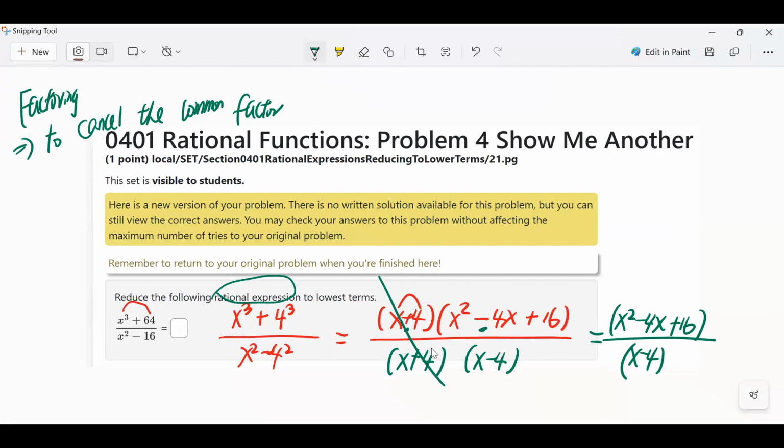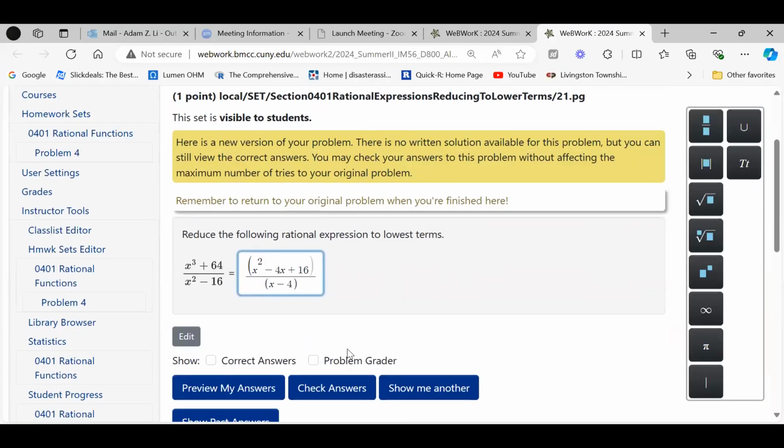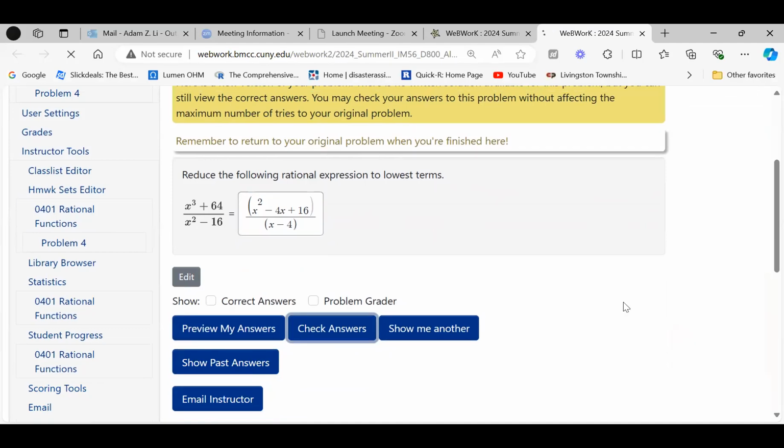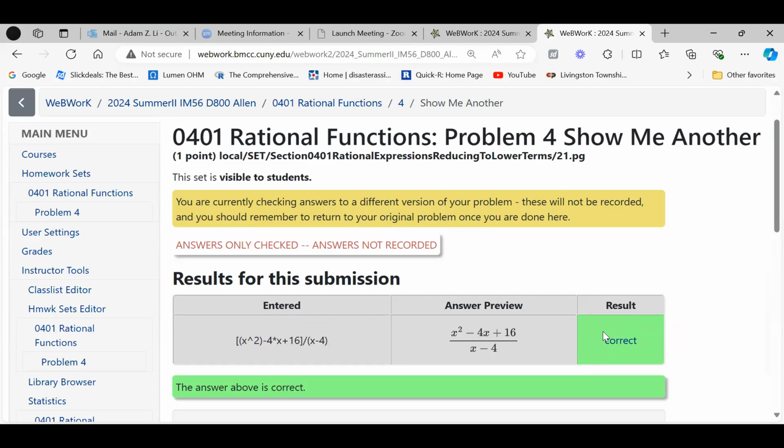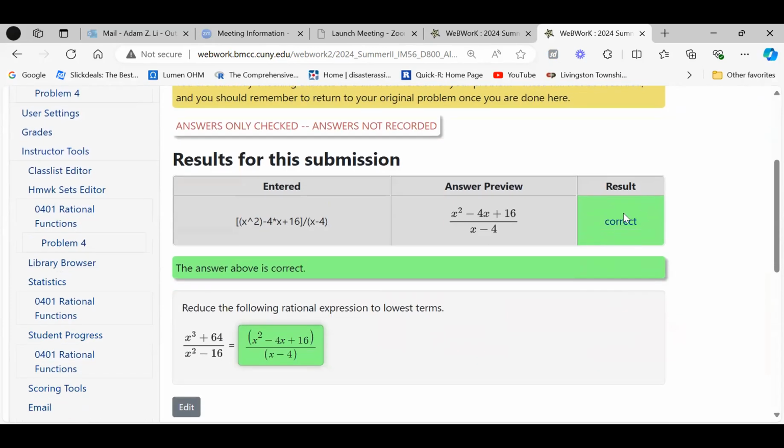Right here. So only x minus 4 left, right? Yes, got it. Okay, very good. Let's try that. Then you can check the answer, and once you check the answer, it will give you the feedback. If you get a correct answer, it will show you it's correct.